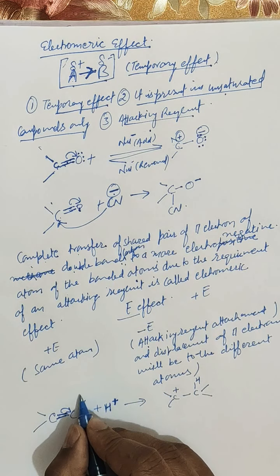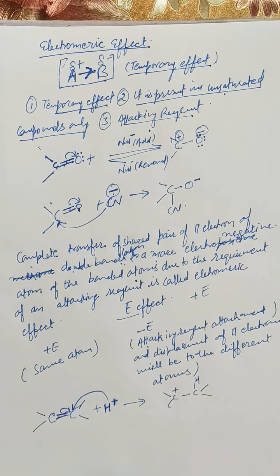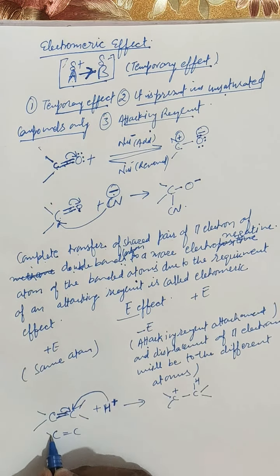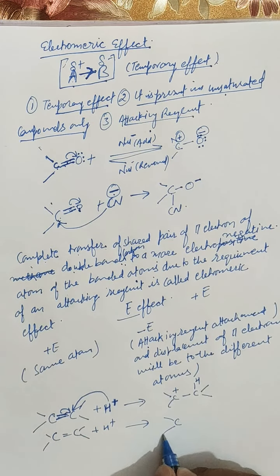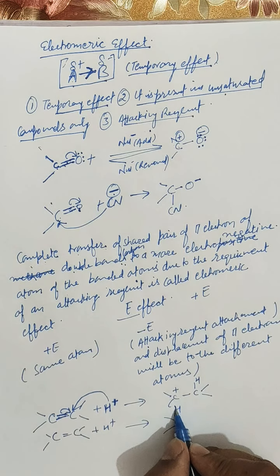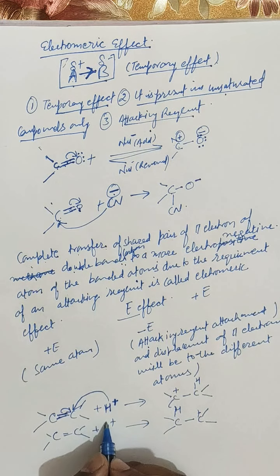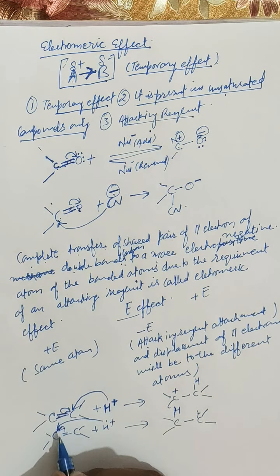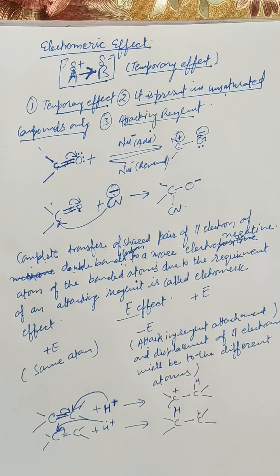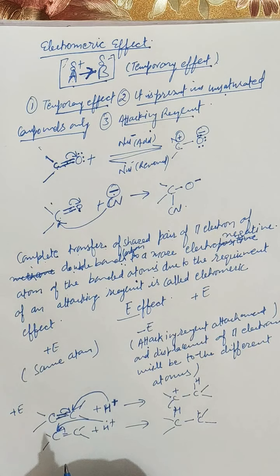So proton attachment and this transference of pi electron take place to the same atom. There is no difference between these two carbons, so we may write it as: this pi electron pair goes to this carbon and this proton also goes to this carbon. So this is the plus E effect, an example of the plus E effect.